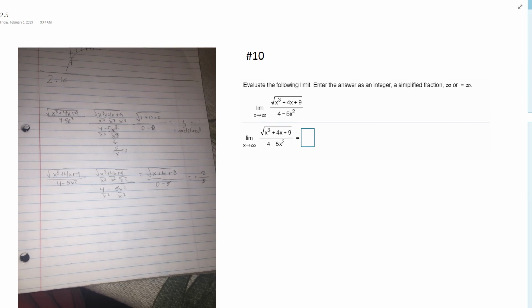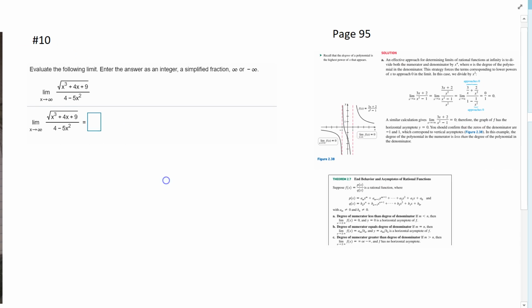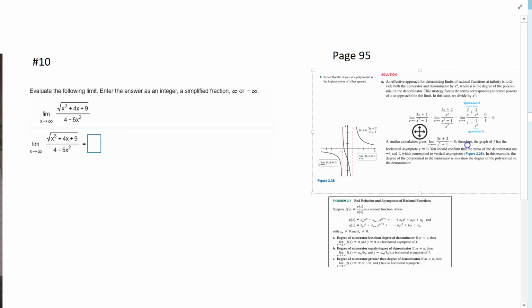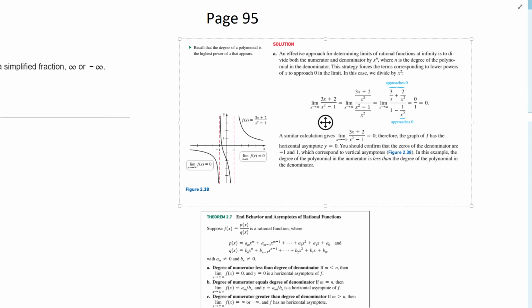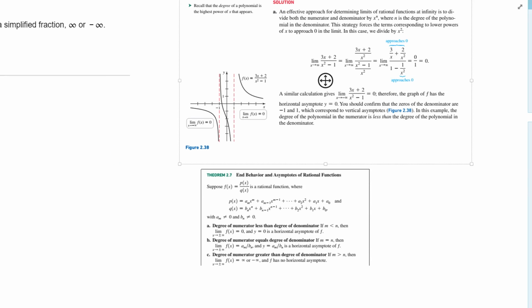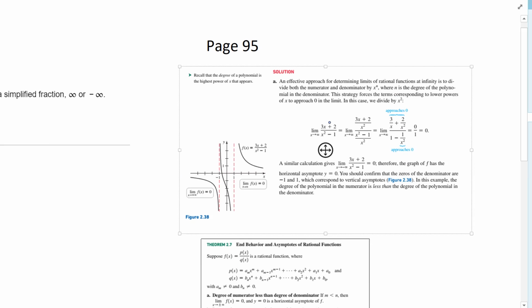We're going to look at number 10 and number 16 on 2.5, and I want to point you towards page 95 in the textbook, and it talks about how to go about these types of problems. Essentially, we're looking for the end behavior of the function. So we're looking for any horizontal asymptotes that might occur, and there's a couple things from college algebra we might remember about the power of the numerator and the denominator.